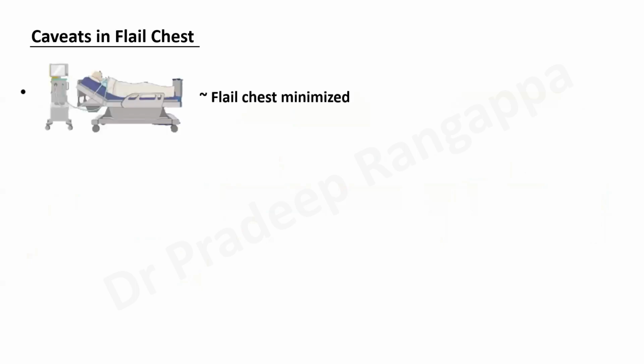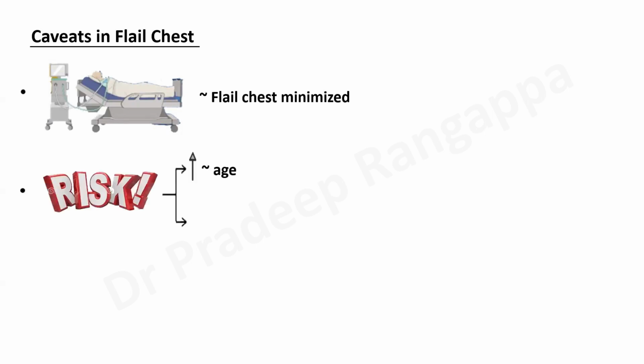But there are certain caveats in flail chest that one needs to bear in mind. If someone in polytrauma with a flail chest is intubated and mechanically ventilated, the flail segment tends to be minimized, and we call this internal pneumatic stabilization. When you are ventilating someone with a flail chest, be it non-invasive ventilation or intubation and mechanical ventilation, there is some amount of stabilization of the chest wall due to positive pressure ventilation, which we call external or internal pneumatic stabilization. That's the terminology used. Just keep this in the back of your mind.